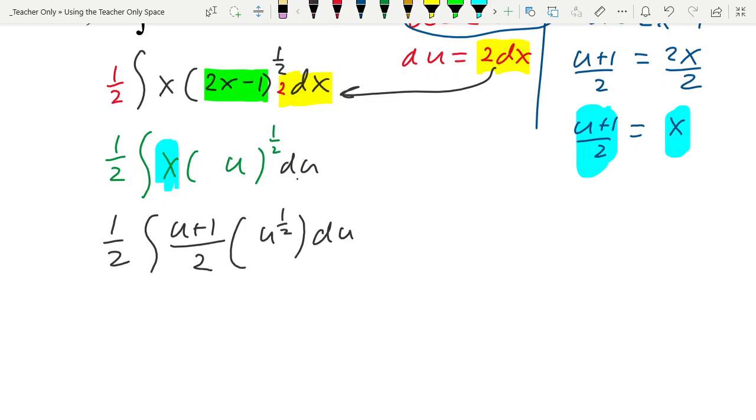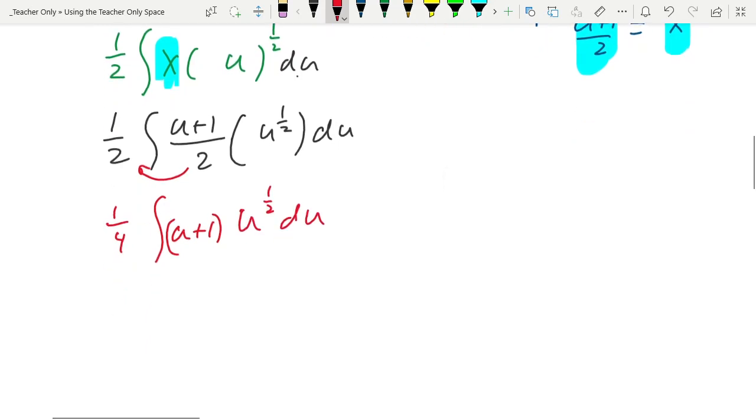And so we're going to say, okay, my variables match. Now let's clean this up a little bit. I have a constant multiplier of a 2 in the denominator, so I'm going to go ahead and move that to the outside. So this is going to become 1/4 because it was in the denominator. u plus 1 times u to the 1/2 du. And now, because there's no power there, I can go ahead and distribute.